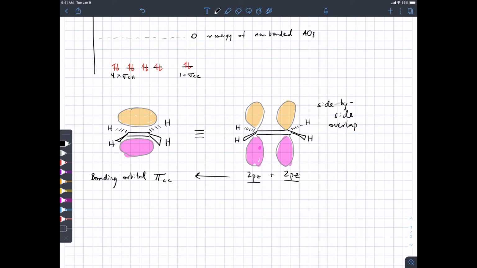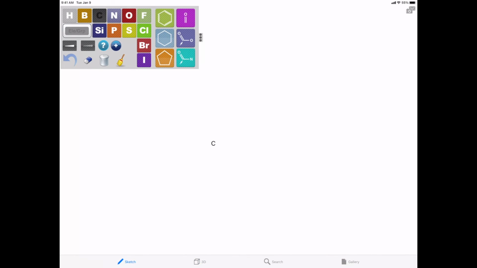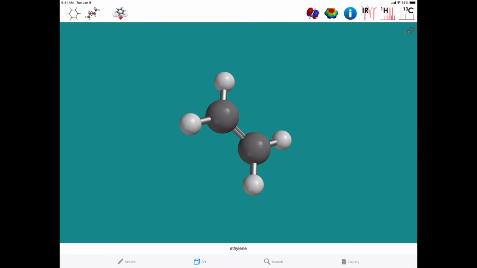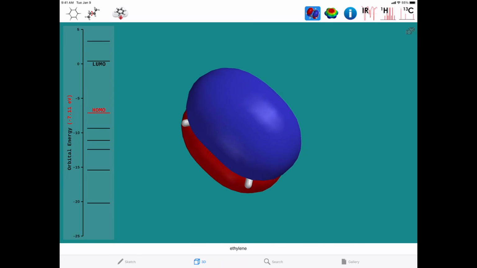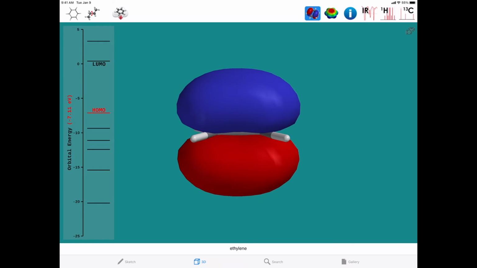If you want to see what that looks like in a three-dimensional sense, we can come back over here to the Spartan app and make ethylene. Notice, as we've talked about, each of those carbons in ethylene is trigonal planar. If we now look, I can show you the pi bond. Sometimes people call this like hot dog buns. I think that's a stretch, but whatever. And you need to look at that and think, oh, that's just side-by-side overlap of two atomic p orbitals. All right? Questions about where the pi comes from?